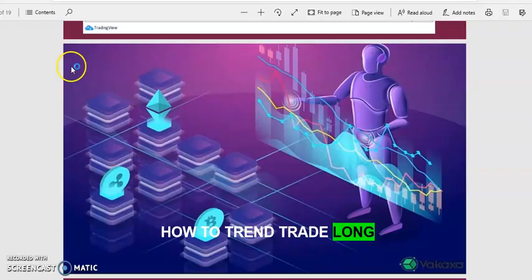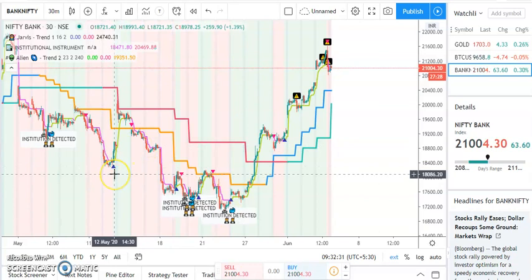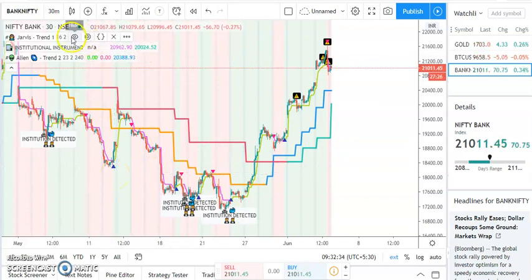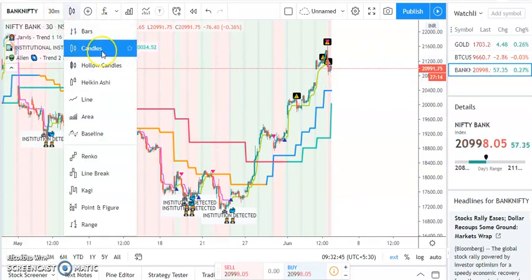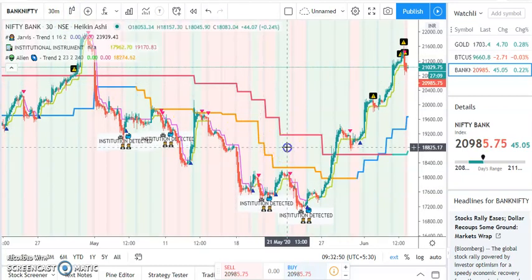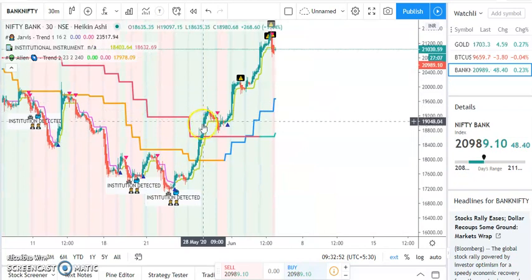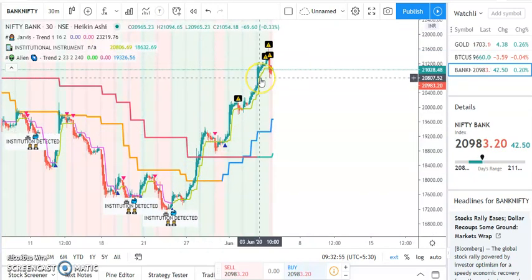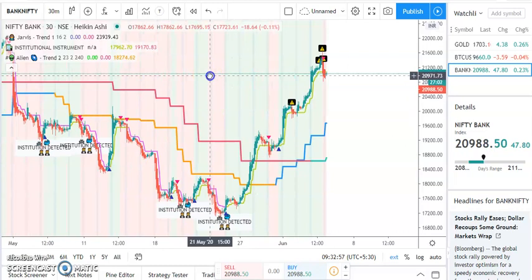Okay guys, now let us understand how to trend trade long. Now you've got this indicator, but how do you use it effectively? First of all, go to your chart, any chart. For example, I took Bank Nifty. Go to the 30-minute chart and apply either candles or Heiken-Ashi candles. It's up to you. I prefer Heiken-Ashi candles because they smoothen the noise and give me the correct trend. That's my choice.